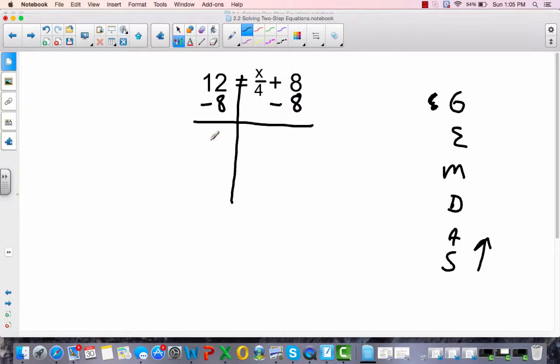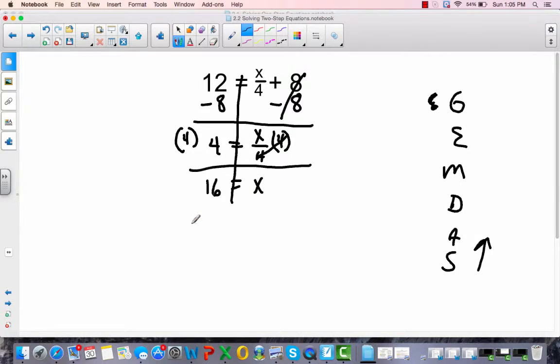12 minus 8 is 4 equals x over 4. These two cancel each other out. Now we've got to get rid of the division by 4. So we multiply both sides by 4. Draw the line indicating a new step. And we got 4 times 4 is 16 equals, cancel each other out, and we're left with x. And so we've got x equals 16.